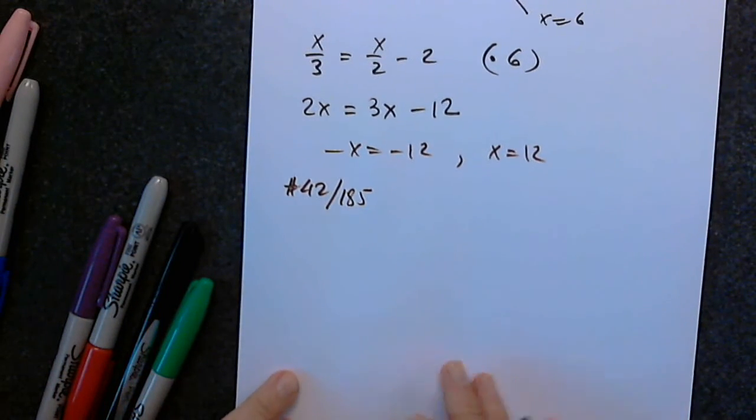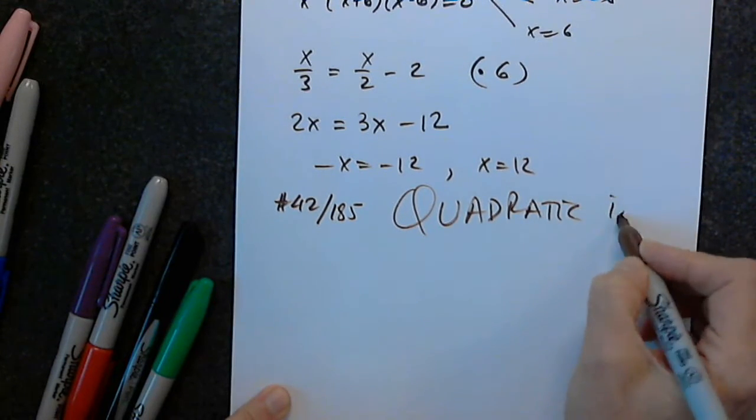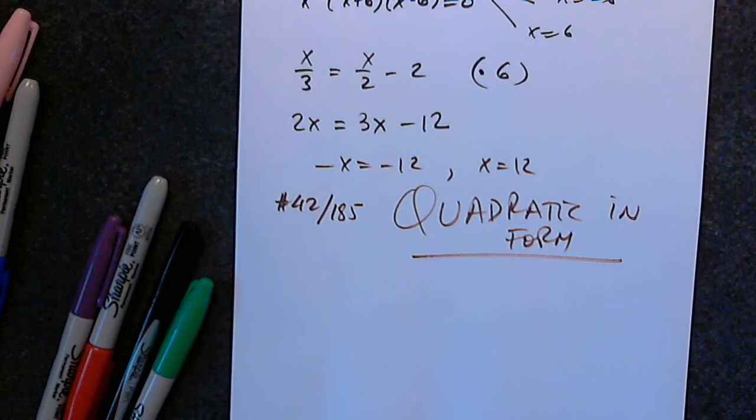And this equation is quadratic in form. What does that mean, quadratic in form? It's not quadratic, but it can be replaced by a quadratic equation. So what's the use of that? Why do I have to solve an equation that is not quadratic, but change it into a quadratic equation? Because of its simplicity. It's much easier to solve a quadratic equation than anything else.